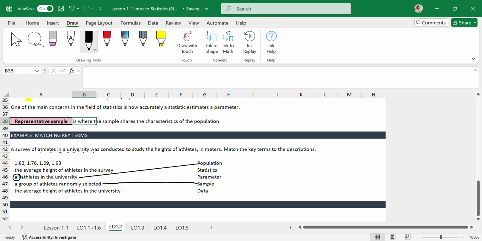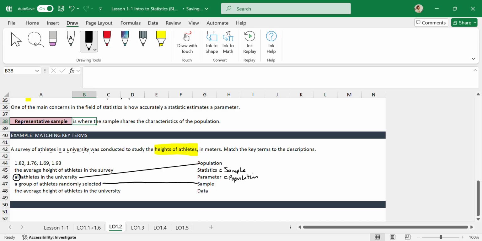Next, we have statistic, parameter, and data. Remember, statistic would be the value or data from the sample, whereas the parameter is the data from the population. So the data we want to learn about here is height of athletes. We're looking for which of these talk about the population, or all the athletes in the university, and which of these talk about just the ones that we ask.